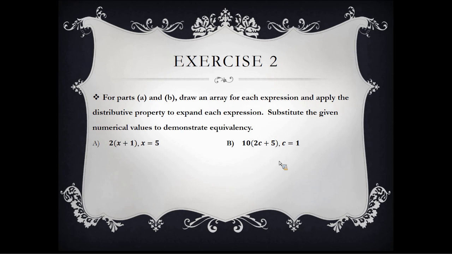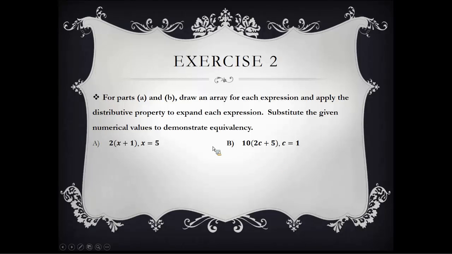Let's look at exercise 2. For parts A and B, draw an array for each expression and apply the distributive property to expand each expression. After that, we're going to substitute the given numerical values to demonstrate equivalency. We want to show how they are still equivalent from the beginning to expanded form. Are they equivalent in the form they are now to the one that we're going to get them in?